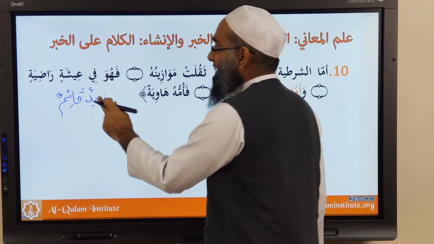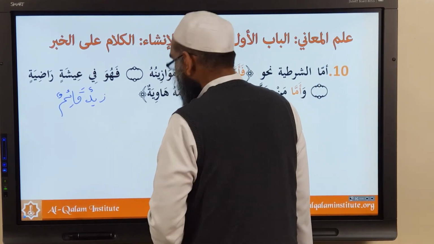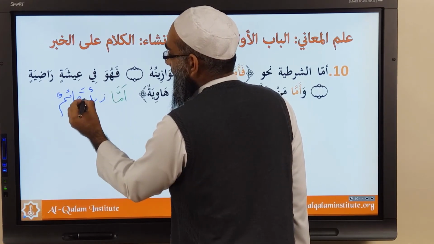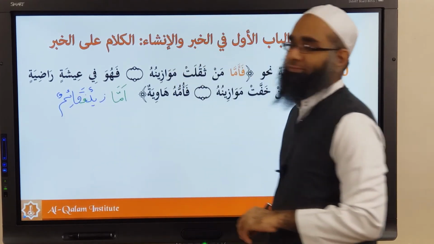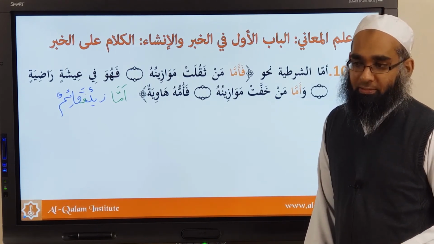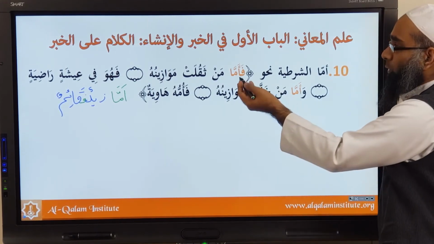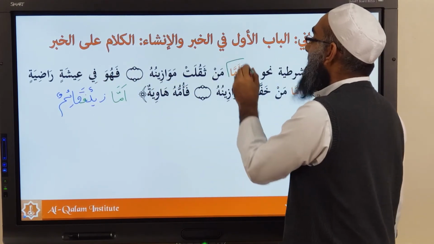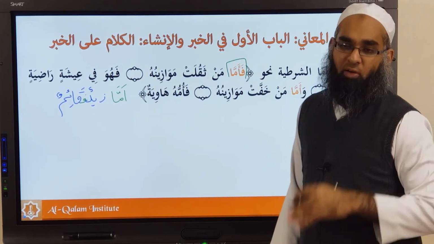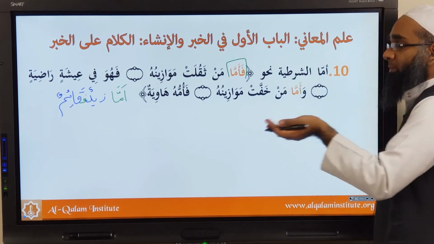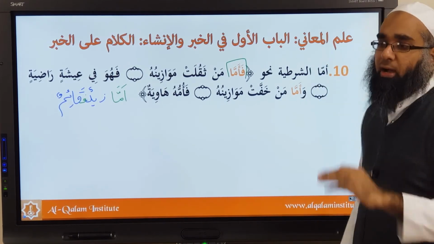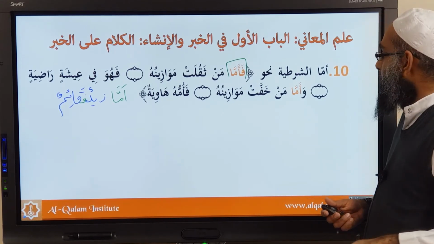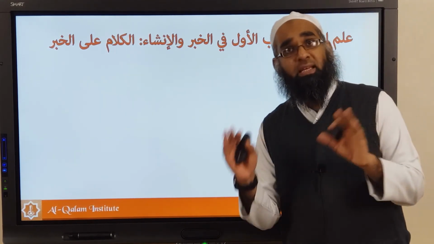If you change this around slightly and you say, Amma Zaydun faqa'imun. That creates more emphasis. So for example, Allah says in the Quran, instead of saying, Man thaqulat mawazinu fahuwa fi radiyah, He says: فَأَمَّا مَنْ ثَقُلَتْ مَوَازِينُهُ فَهُوَ فِي عِيشَةٍ رَاضِيَةٍ وَأَمَّا مَنْ خَفَّتْ مَوَازِينُهُ فَأُمُّهُ هَاوِيَةٌ. So bringing the amma is also another way of creating emphasis. So those are the 10 particles that we discussed in the book.